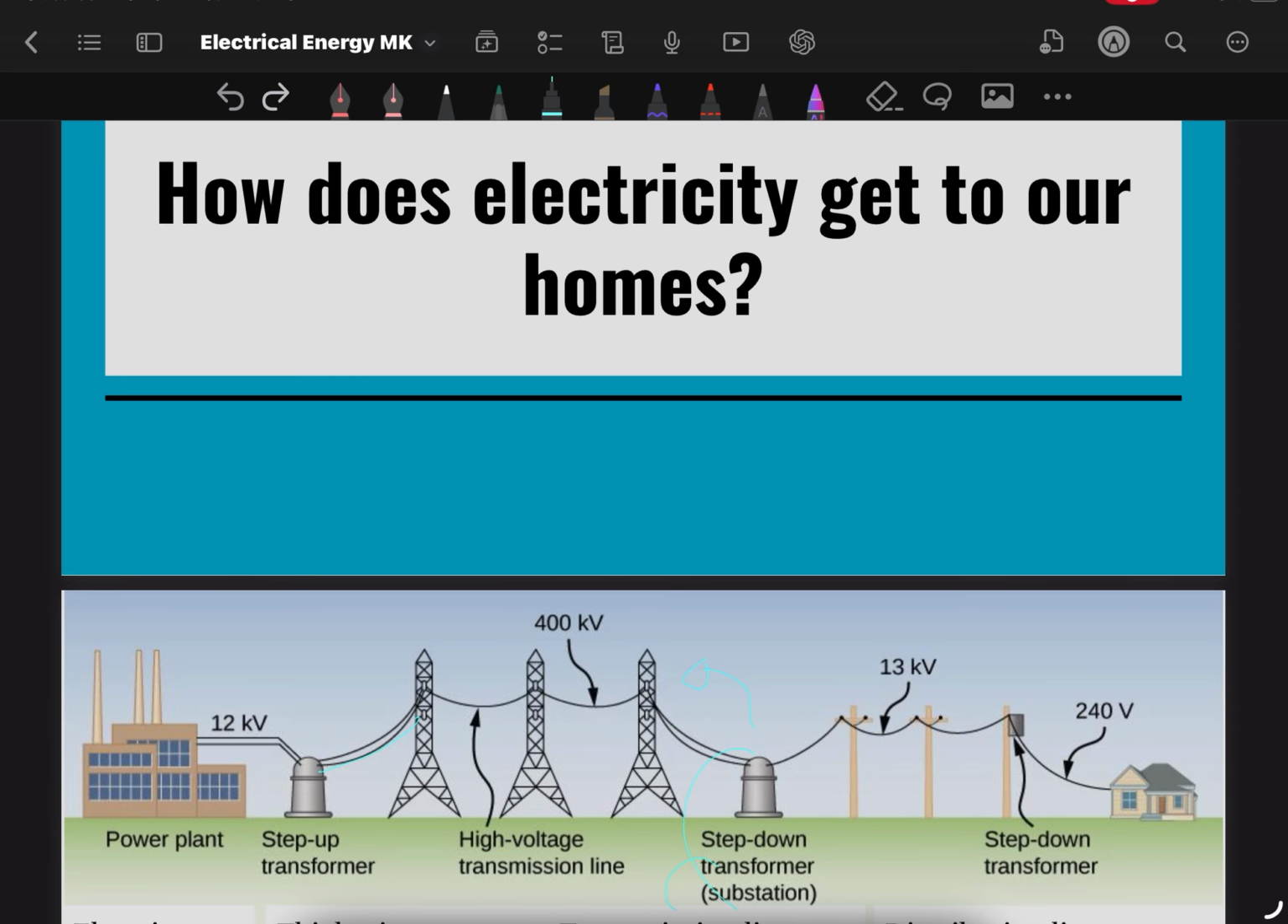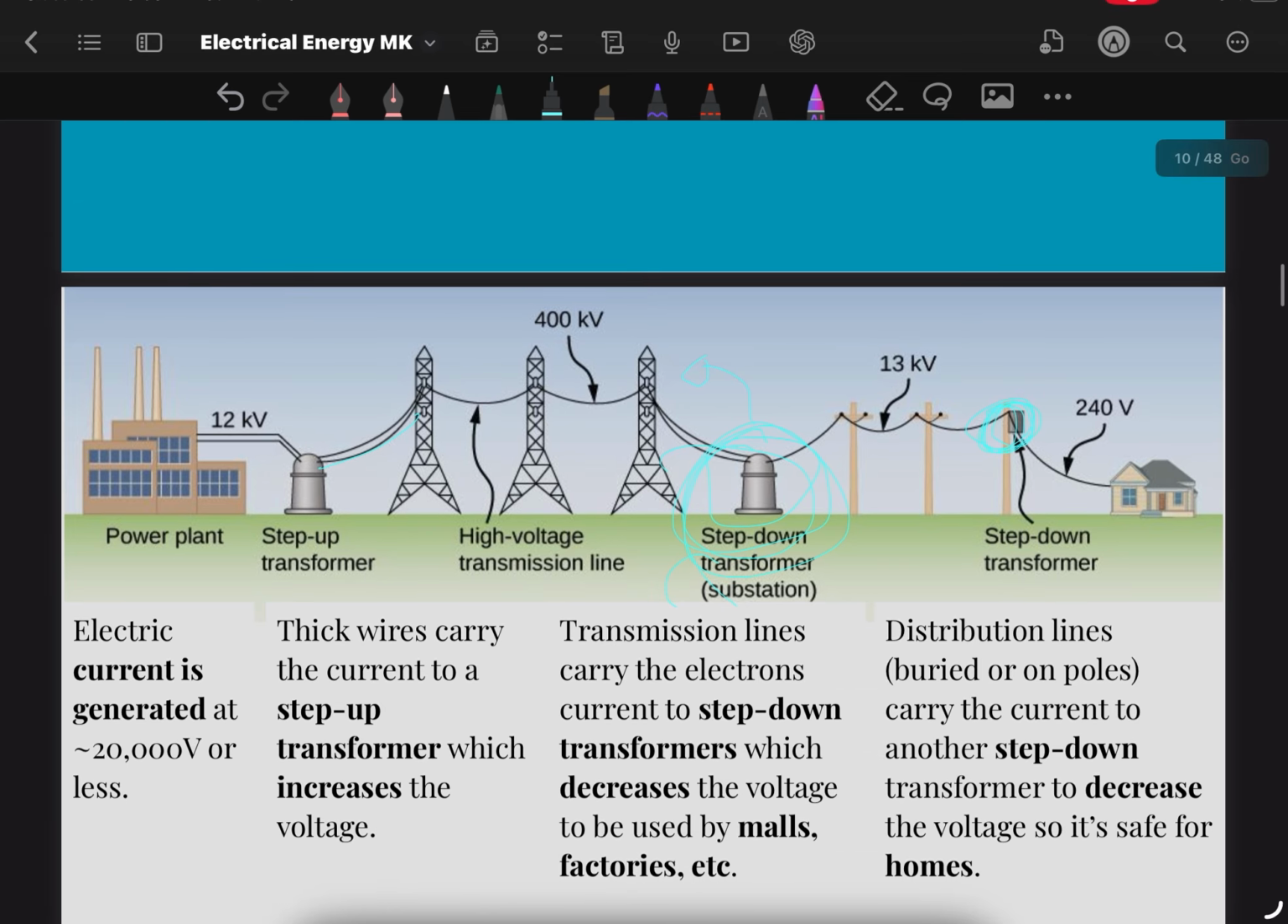So what this step-down transformer does is that it makes it safe for malls and factories, while the step-down transformer like this one actually allows it to be safe for homes. And here are some more notes about them, in case you guys want to see.